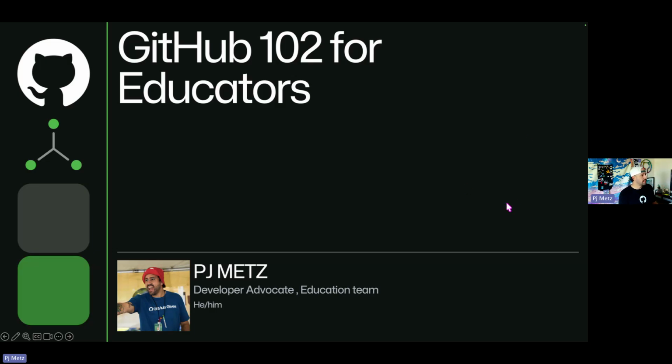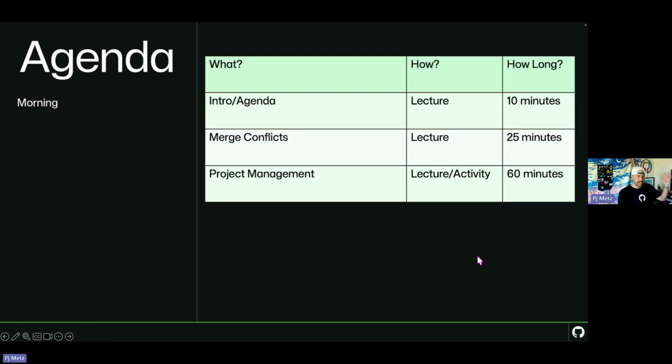So let's talk about this. The intro agenda, again, about 10 minutes. Merge conflicts, 25, very likely closer to 30, 35 minutes, a little longer than 25 minutes. Merge conflicts are kind of a hard concept at first, but fixing them can be pretty easy depending on the merge conflict. So it might be a little longer than 25 minutes.